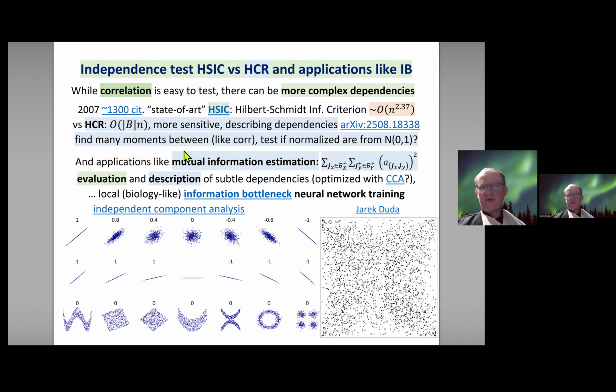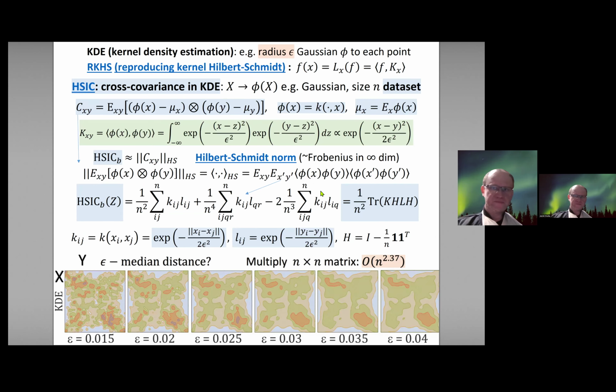And further, we can apply it for mutual information estimation. So we get this simple formula: all non-trivial moments between the two variables, squared, give an approximation of mutual information. So it's a very simple and practical formula. And so we have both evaluation and description, and I will talk about it. I will also talk about other applications, like information bottleneck for neural network training.